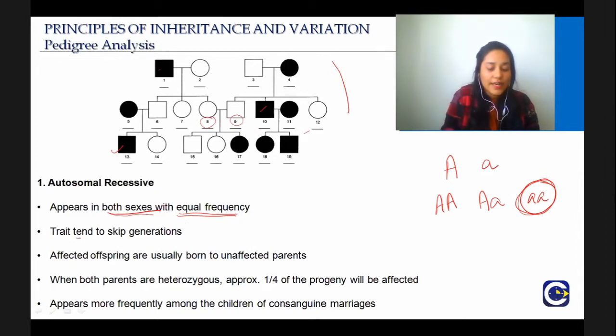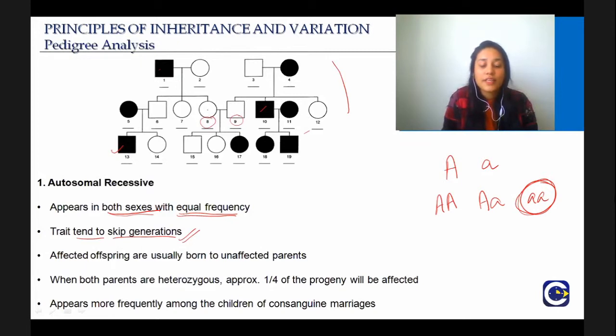And then the trait tends to skip generations. This is a very important point that will help you to solve a lot of pedigree analysis questions. What do they mean by skipping? You see here, 1 and 2, 3 and 4, they produce babies. 1 and 2 has 8, 3 and 4 has 9.